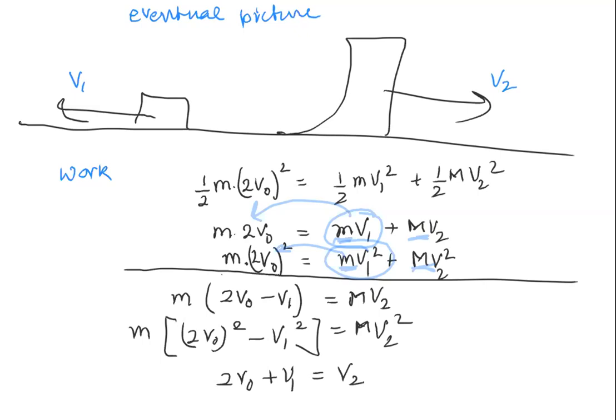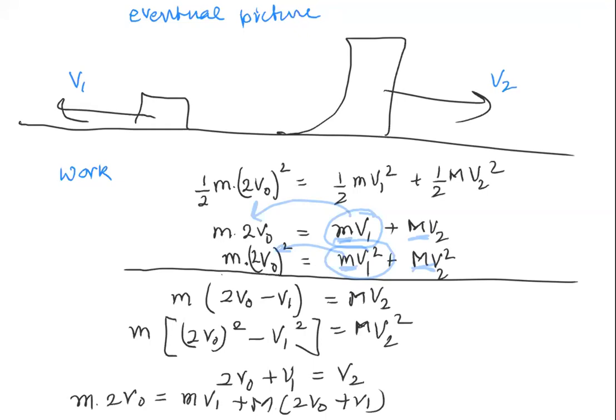Right, so you are actually left with a very simple equation now. So let's put in the value of v2 here and get the value of v1. M into 2v0 is equal to m into v1 plus capital M into 2v0 plus v1. And I want to write this very properly.